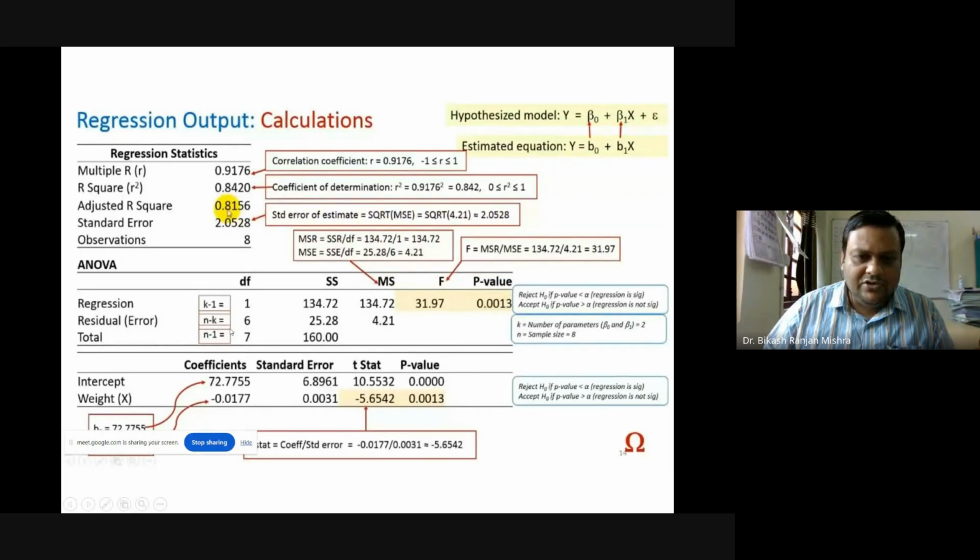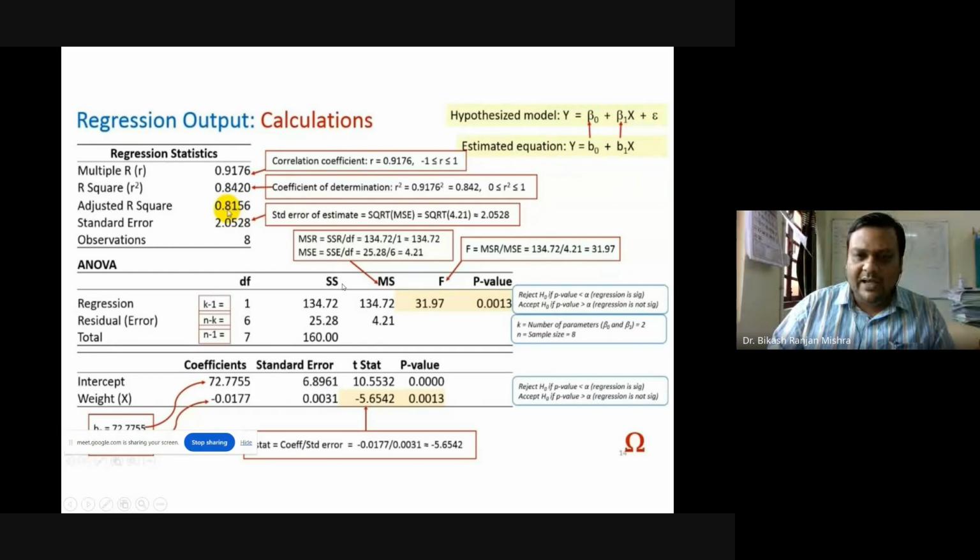For the residual error term, the degrees of freedom is n minus k. N is the number of observations, which is 8. K is the number of parameters, 2. So 8 minus 2 gives degrees of freedom 6. And the total will be 1 plus 6, which is 7. That will be the matter of discussion.